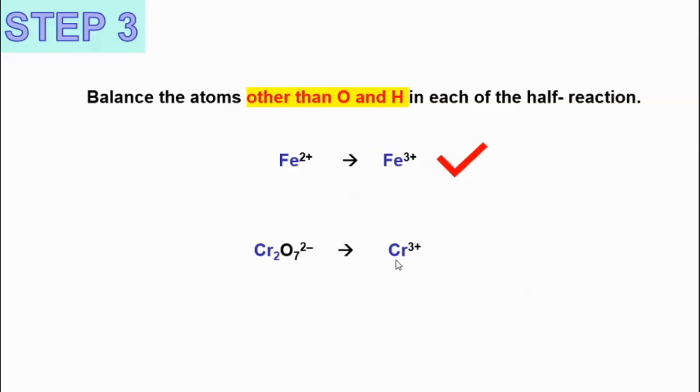The chromium on the right side of this half equation, we will multiply by 2 because we want to balance the number of chromium atoms. Remember guys, in this step 3, we are going to balance atoms other than O and H. So at this moment, we just ignore this oxygen. We are not going to balance this oxygen yet. Here chromium is 2 and also here chromium is 2, and that makes this half equation balanced in terms of number of atoms other than O and H. Okay, clear? Now let's move on.